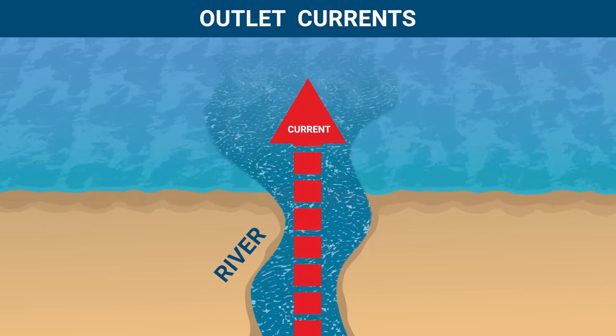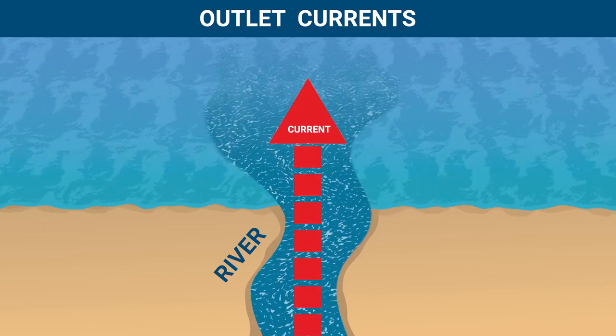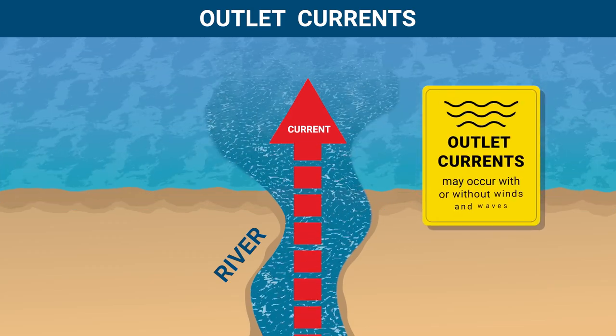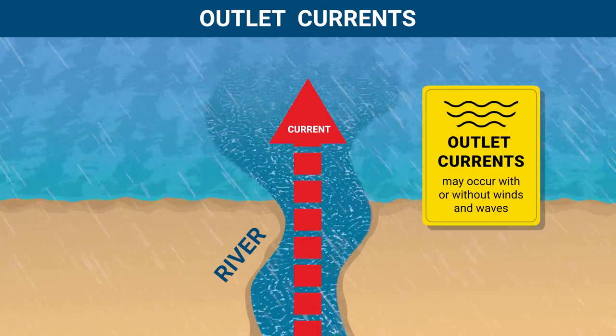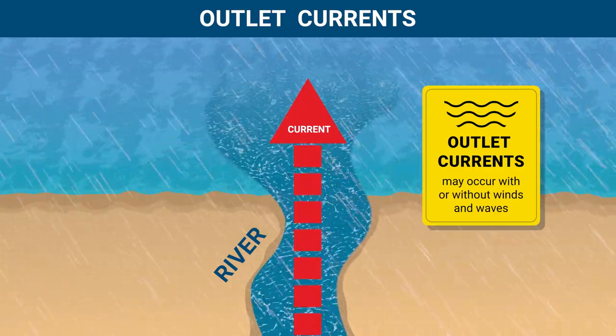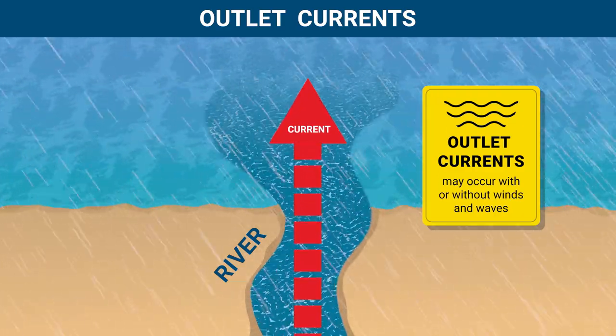Outlet currents can be a river or a creek flowing out into the lake. It acts similar to a rip current. It is pulling away from shore. An outlet current may occur with or without winds and waves. They're usually caused by heavy rainfall, and the water naturally flows out into the lake.